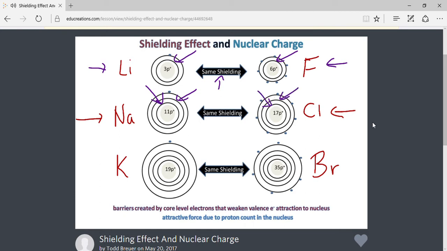Therefore, we say they have the same effect from shielding. The same pattern holds true for potassium and bromine, which are also found in the same period on the periodic table, period number 4. This would require 4 energy levels occupied by electrons for each of these two atoms. Therefore, they would also have the same shielding effect, 3 levels of core electrons acting as shields.